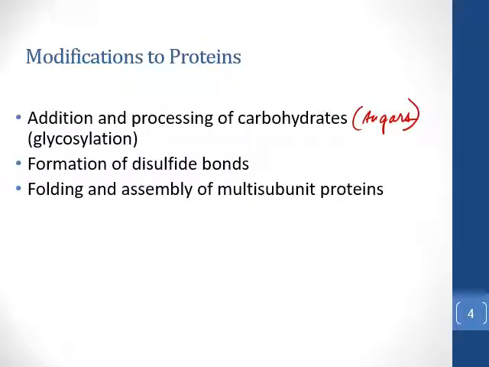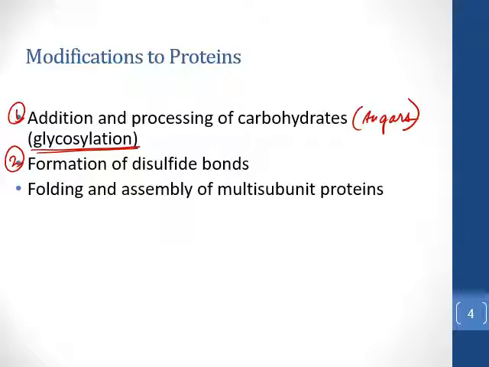That whole process is called glycosylation. So we're going to glycosylate these proteins once they're in the ER. The second thing that's going to happen, we'll call that the first thing. The second thing that's going to happen is we're going to form disulfide bonds. And we'll talk about that. And then the third thing that's going to happen is that these proteins have to fold when they're in the ER.